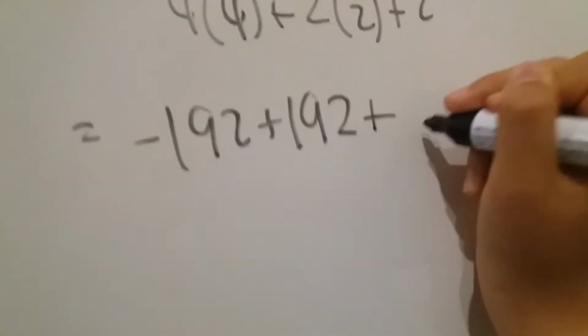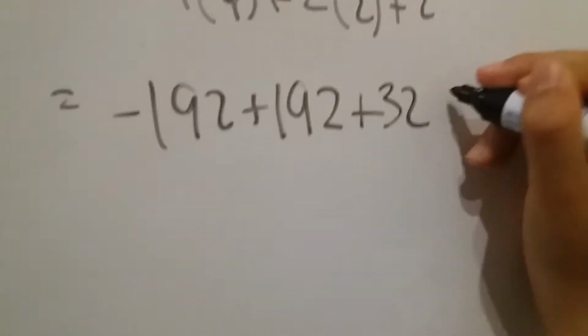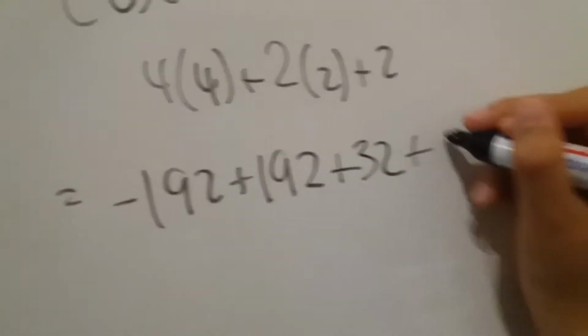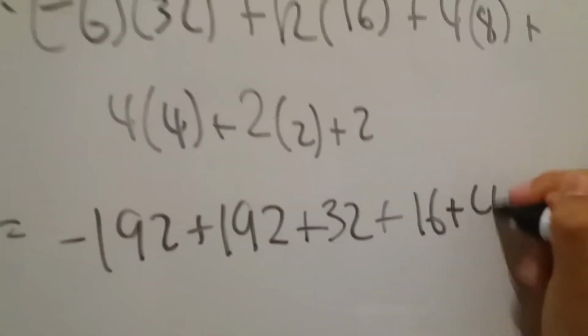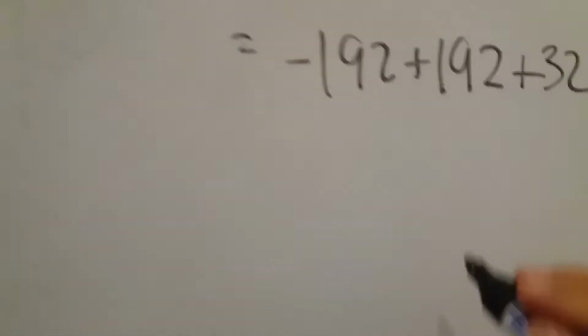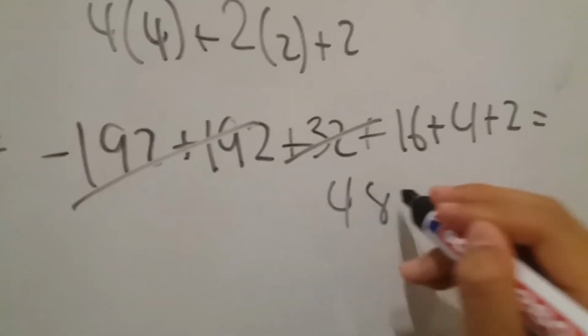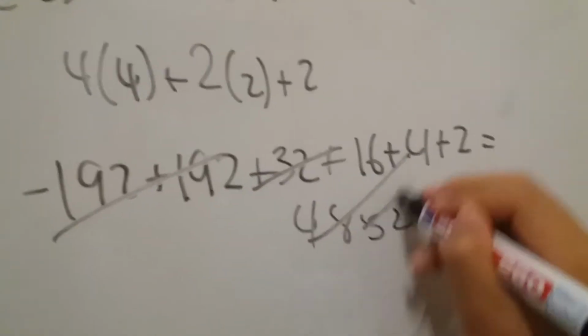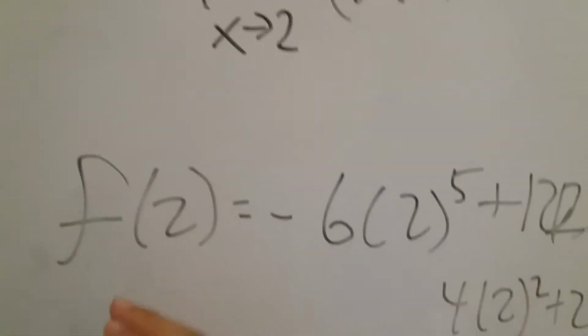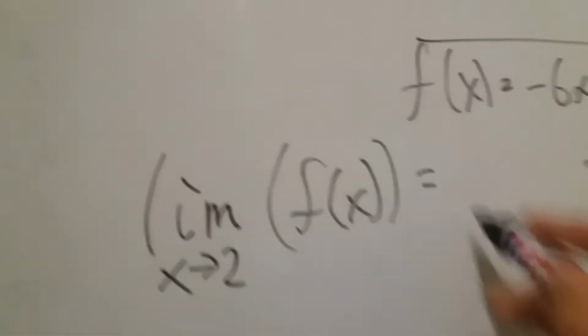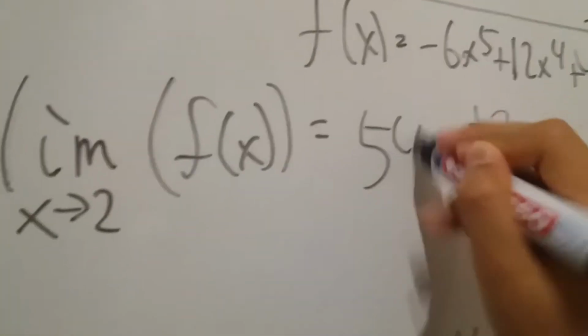And 4 times 8 is 32. 4 times 4 is 16. 2 times 2 is 4, plus 2. These two cancel out. 32 plus 16 is 48, plus 4 is 52, plus 2 is 54. So the limit as x approaches 2 of f of x is equal to 54. That's our answer.